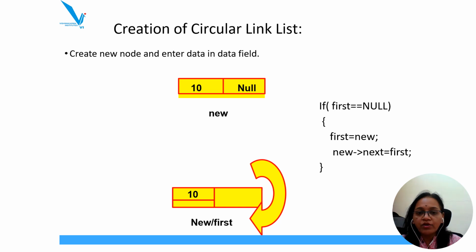And now how do you have to connect it to itself? So see, if first is equal to null, that means this is my new node, this is my first node, and there is no list, so only one node is there. So what you have to do? First is equal to new, and new of next is equal to first. You have to say this new node is itself the first node, and new of next, whose address will come in its next field? Its own address will come. New of next is equal to first, so it will point to itself.